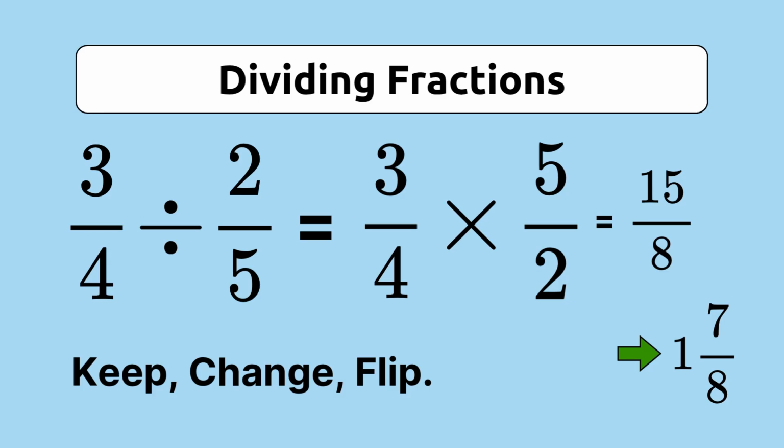We keep 3/4, change the operation to multiplication. Reciprocal of 2/5 and it will become 5/2. 3 times 5 is 15, and 4 times 2 is 8. We have an answer of 15/8.